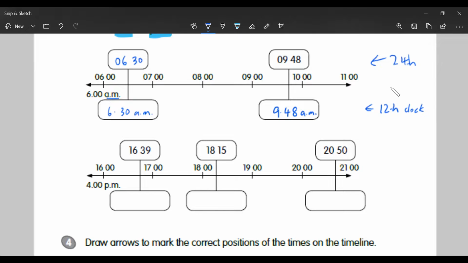So the top one is the 24-hour clock. Here's the clue here, 4 p.m. So this will be 4:39 p.m. 6:15 p.m., I can get the answer by subtracting 12. And then this one is 8:50 p.m. Is that okay for this one? Easy? Difficult? Okay, then next one.